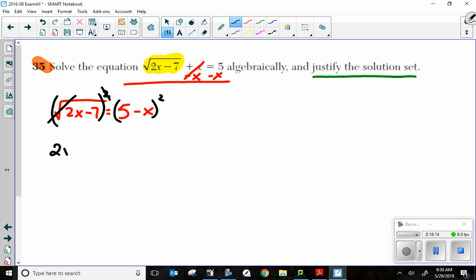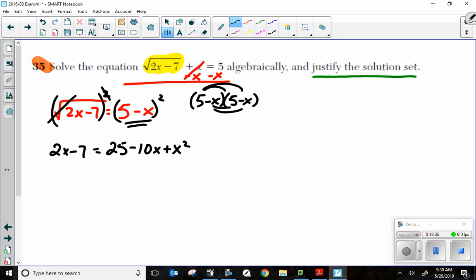I got 2x minus 7 equals 25 minus 10x plus x squared. This is not 25 minus x squared. You do not just square both of the terms. That's the same thing as saying 5 minus x times 5 minus x. I need to FOIL, okay? And when I do, that's what I get on the right side. All right? So this is obviously a quadratic. I need to get everything to one side, set it equal to 0, factor, and get our answers.